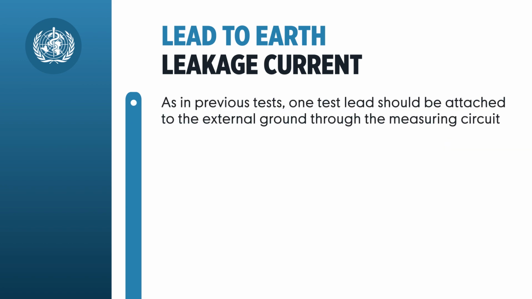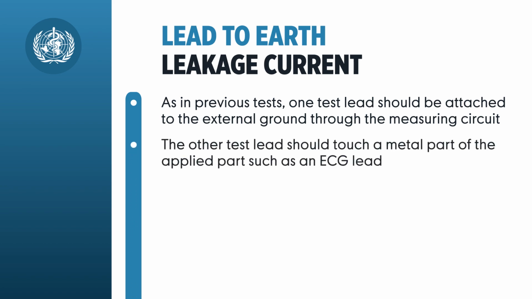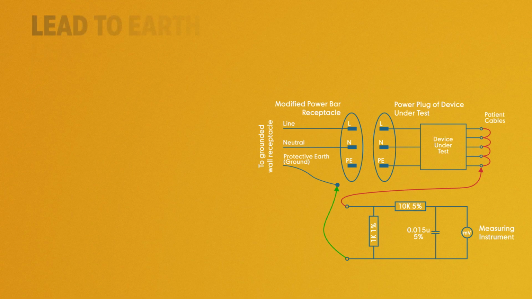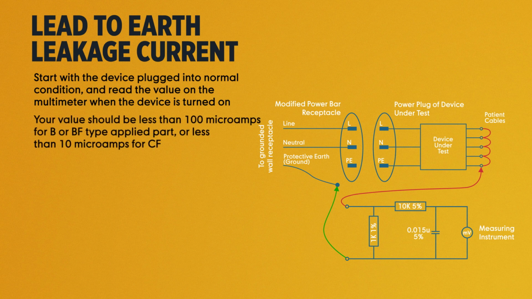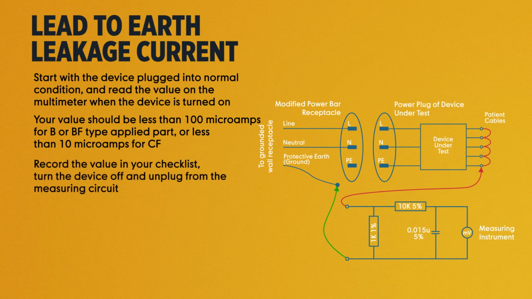As in previous tests, one test lead should be attached to the external ground through the measuring circuit. The other test lead should touch a metal part of the applied part, such as an ECG lead. Start with the device plugged into normal condition and read the value on the DMM when the device is turned on. Your value should be less than 100 microamps for B or BF type applied part, or less than 10 microamps for CF. In this example, the type is CF, so the value measured, 0.001 milliamp, is acceptable.